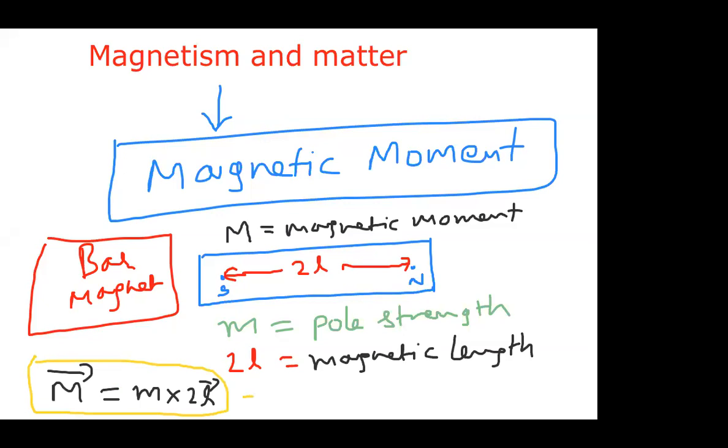And what is the SI unit of magnetic moment? I can write ampere meter square. For pole strength, the SI unit is ampere meter. For magnetic length, meter. These are SI units. For length, the SI unit is meter. And for magnetic moment it is ampere meter square. Let us check the detail about magnetic moment now.